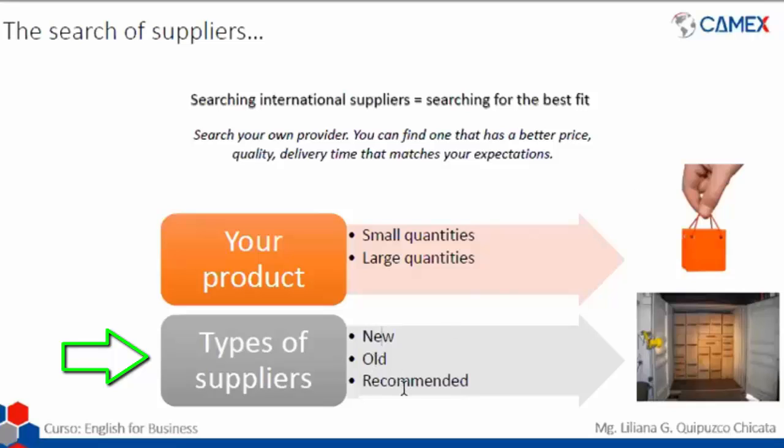And finally, we have the recommended ones. For example, maybe I'm going to import cell phones and I have never imported cell phones, but I know that my friend or maybe a relative or maybe another person that has the same business as I do has already imported cell phones. So maybe I could ask them, who are you buying your cell phones from? Maybe you can let me know your supplier so I can use it too.